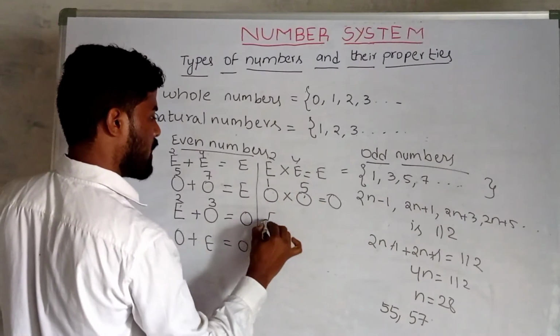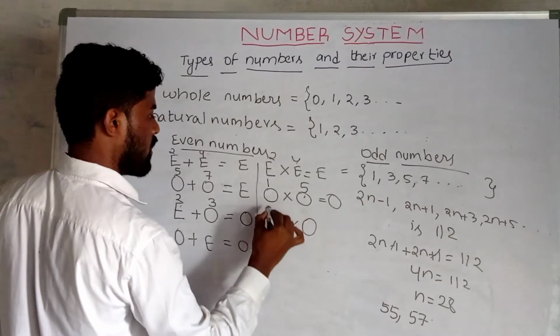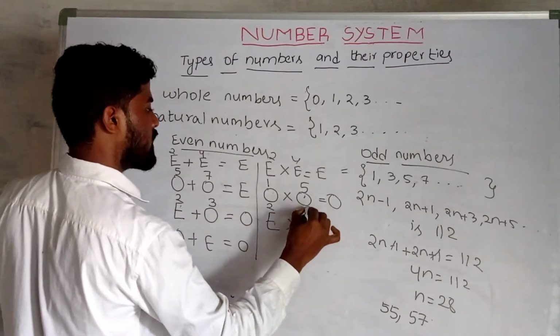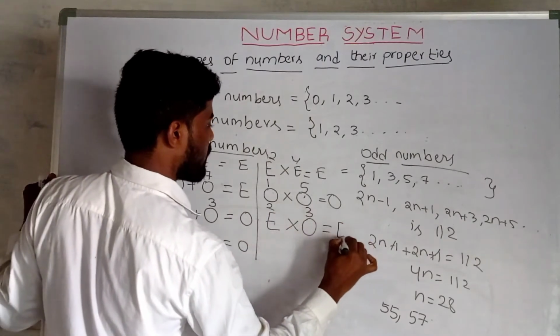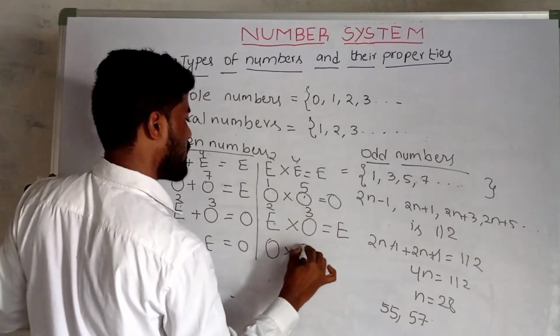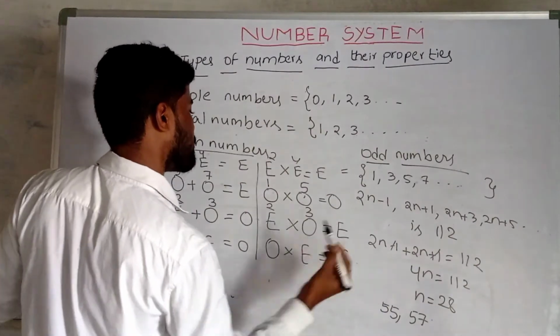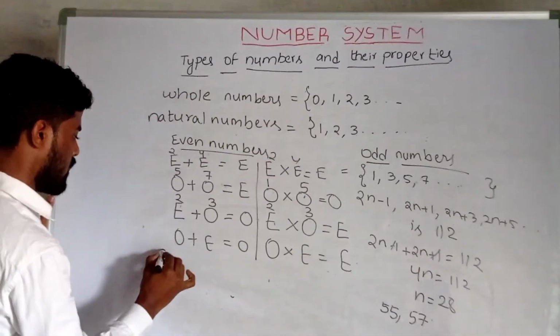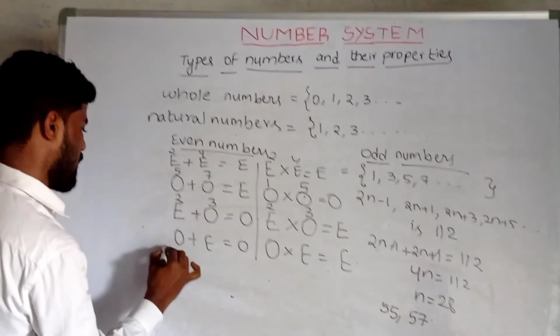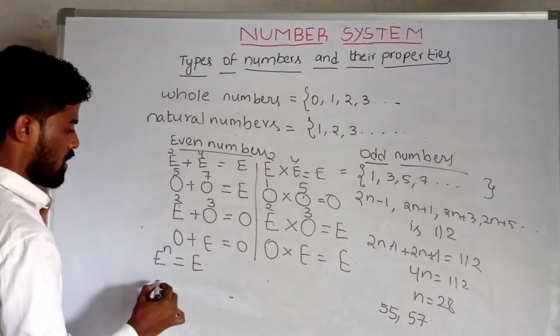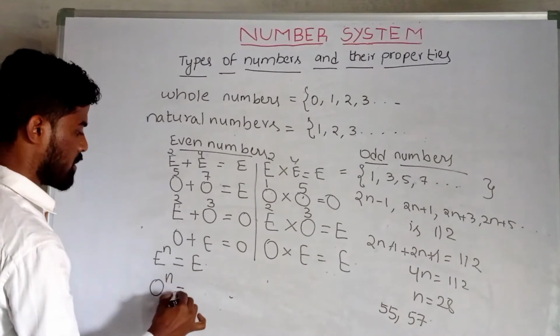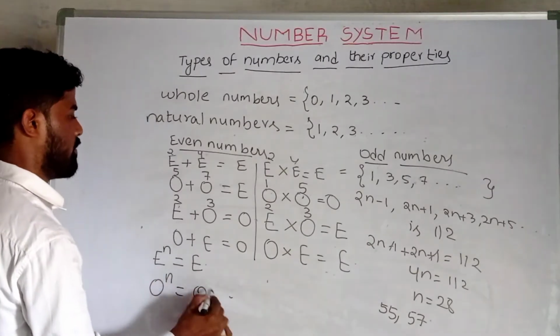Also even multiplied by odd, 2 multiplied by 3, which is 6, which is an even number. Odd multiplied by even, also even. Even power any natural number becomes an even number. Odd power any natural number becomes odd.